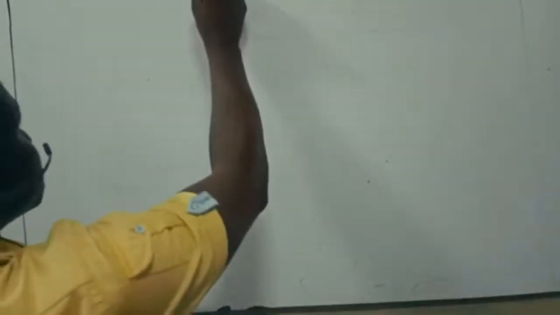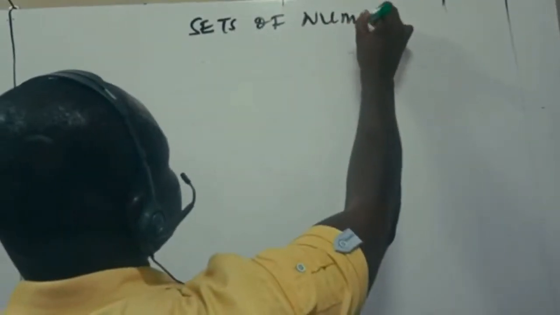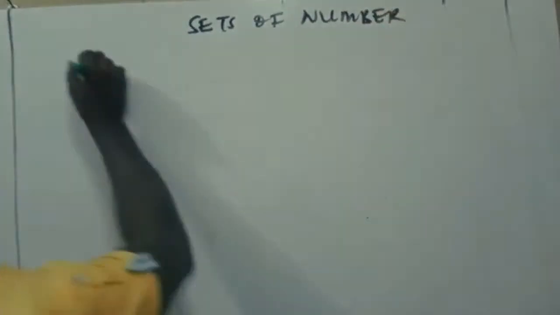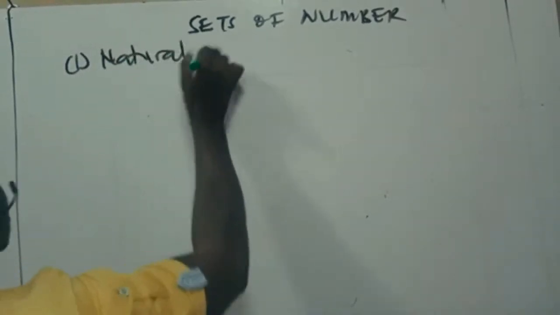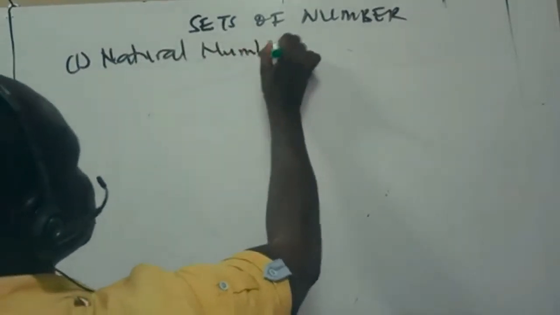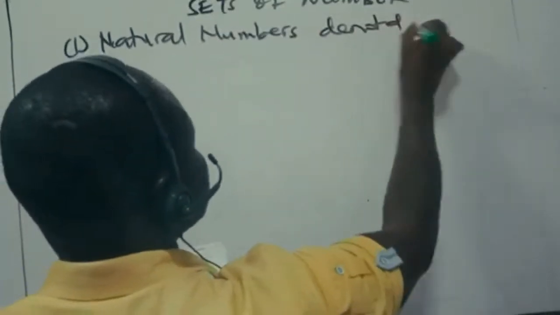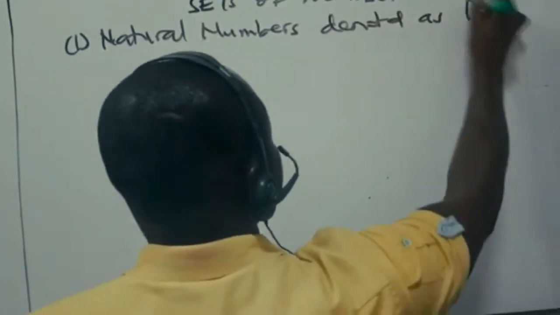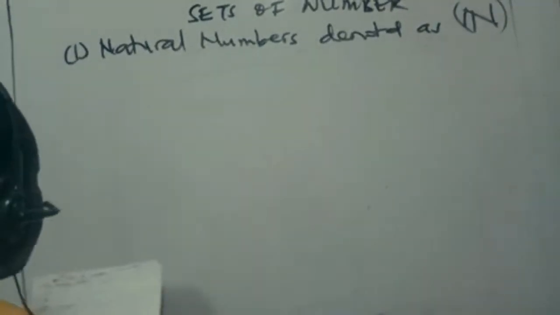Just as I've introduced the set of numbers, the first set of numbers are called the natural numbers. This one is denoted as N, as we have it on the bottom.